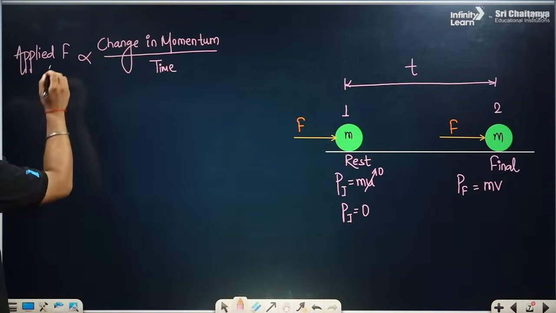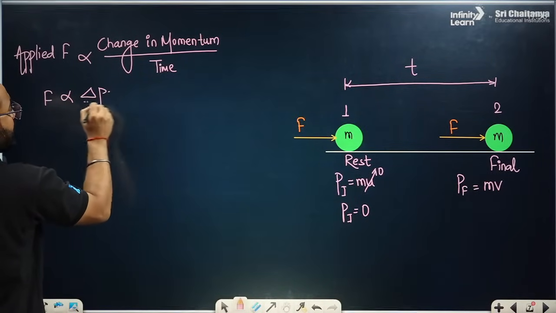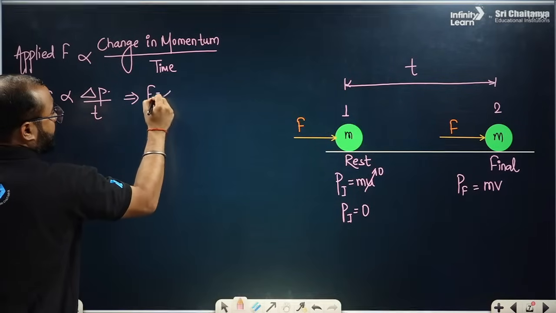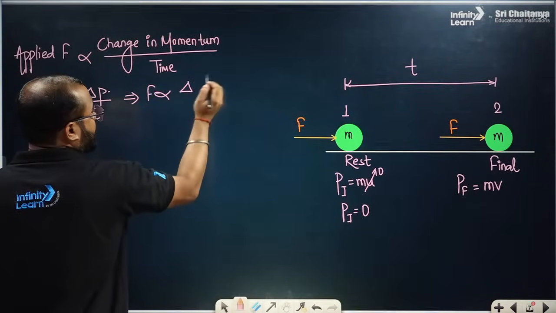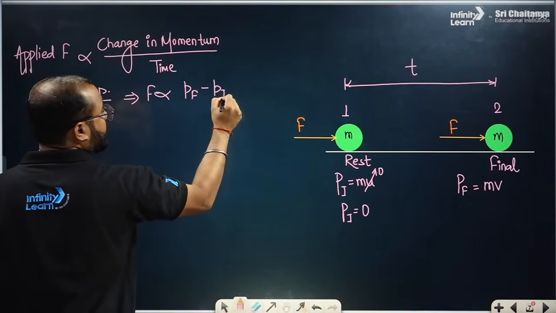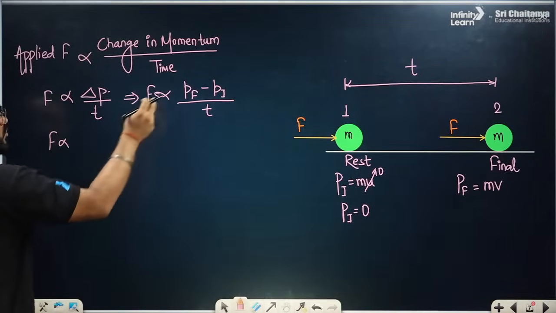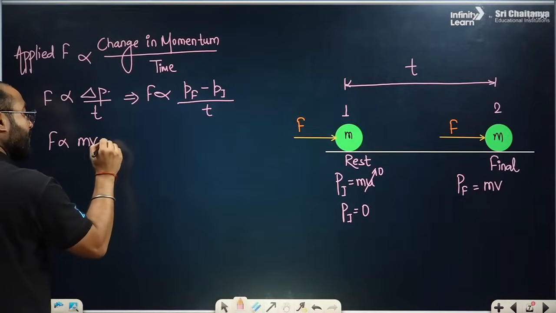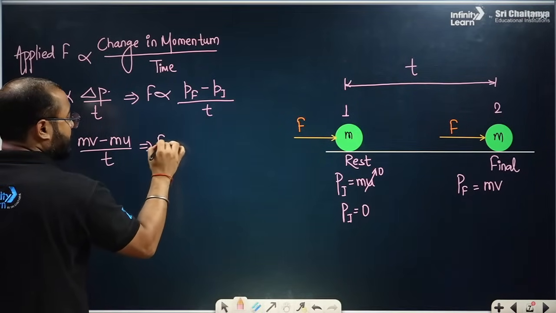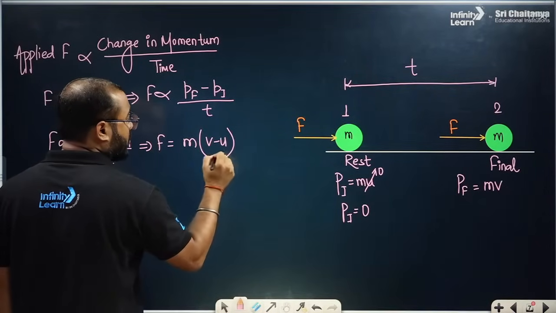Getting my point? Now, in that case, F will be directly proportional to the change in momentum, del P, divided by T. This can be written as F is directly proportional to final minus initial momentum by time T. F is directly proportional to m into V minus m into U divided by T. Similarly, F will be equal to, M is common because mass is common, so we can write m times V minus U by T.